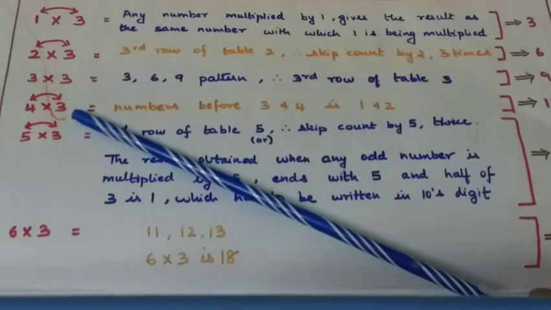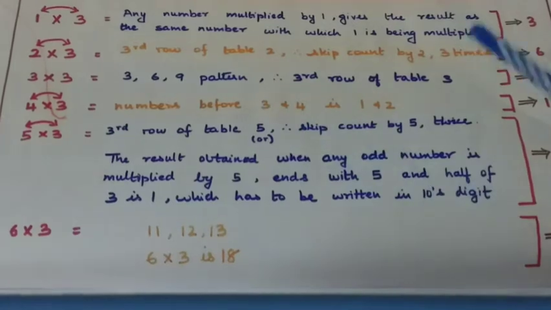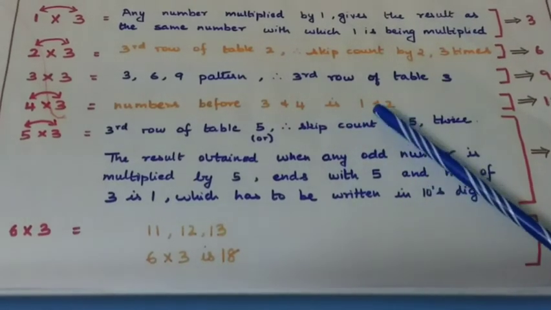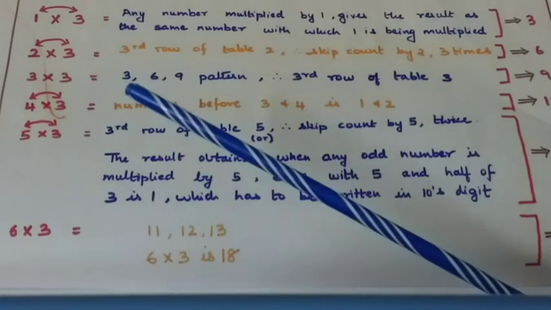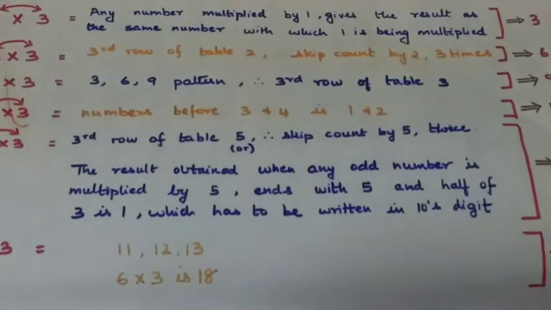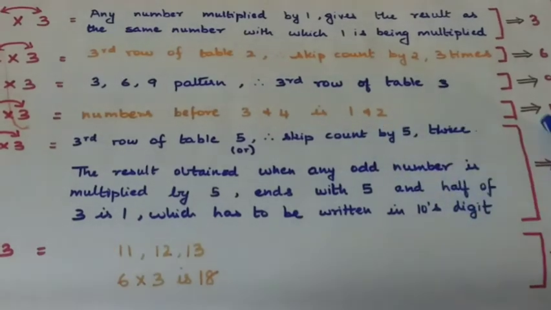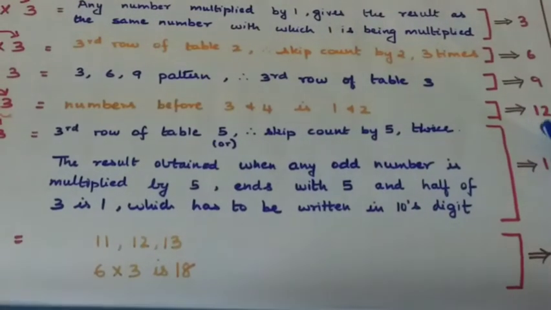4 into 3 is the same as 3 into 4. The numbers before 3 and 4 are 1 and 2. So when you see 4 into 3 or 3 into 4, the first thing that needs to come to your mind is the numbers before 3 and 4. So the numbers before 3 and 4 are 1 and 2. So the result is 12.